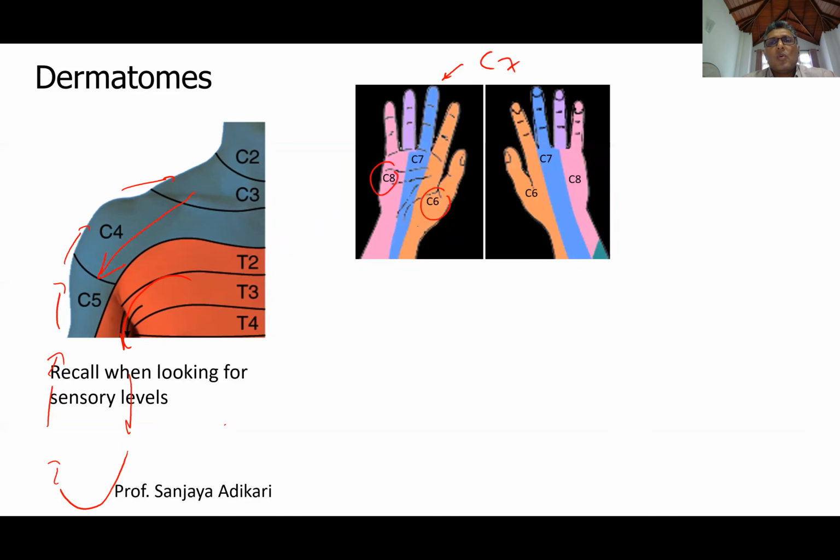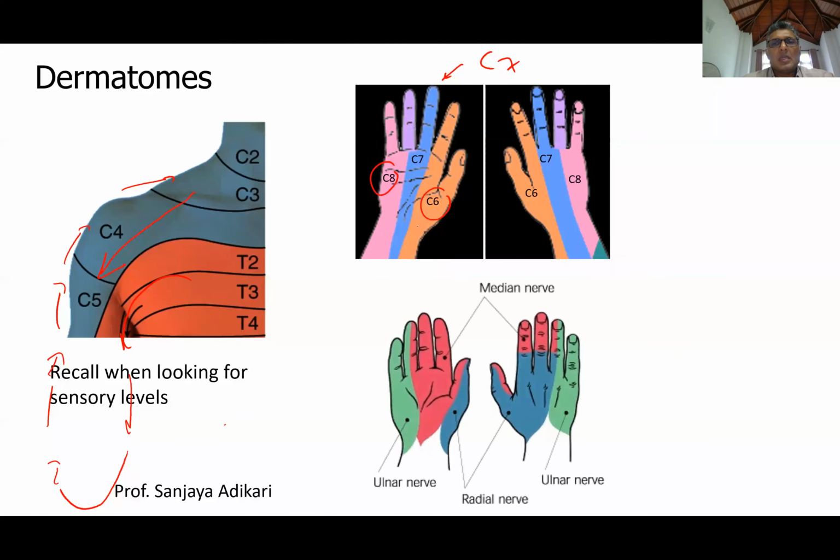So it's true for anterior and posterior sides, or the palmar and dorsal sides both. But if you overlap this, or in parallel, if you consider the nerve supply of the palm and the dorsum of the hand, you can see that on the palm side, the median nerve supplies the lateral 3.5 fingers. Then the medial 1.5 fingers is supplied by the ulnar nerve.